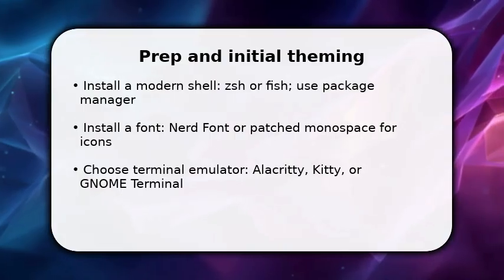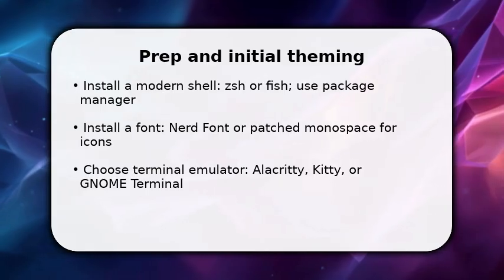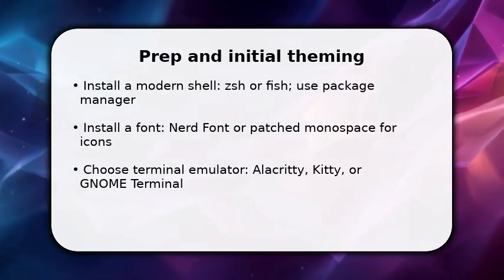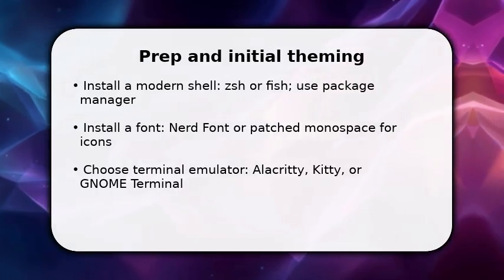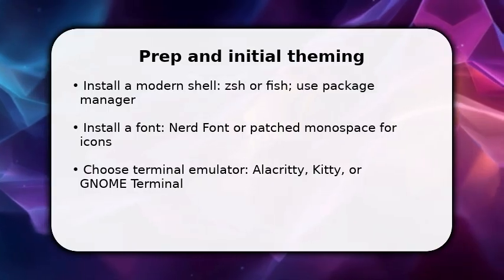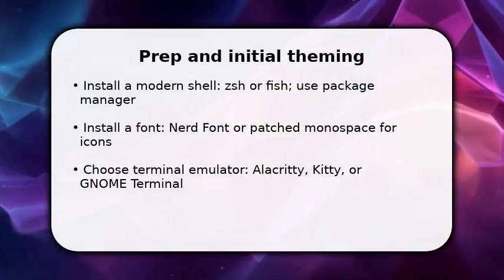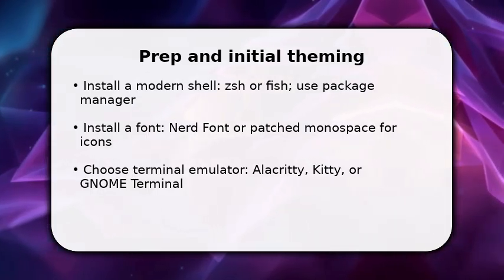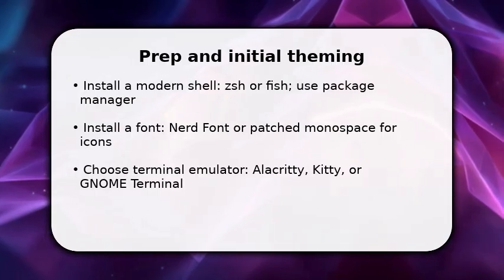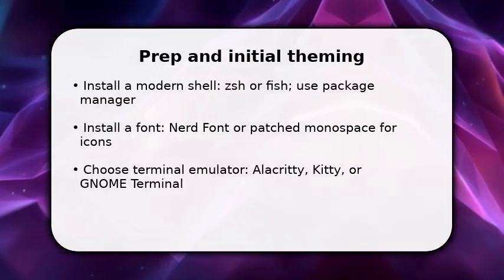You'll start by installing essentials so the rest works smoothly. Install ZSH or Fish and a Nerd Font now. Fonts enable icons and ligatures. Then pick a terminal emulator like Alacritty or Kitty for GPU rendering and faster redraws. Once done, set your terminal to use the patched font and enable true color, 24-bit, in preferences.